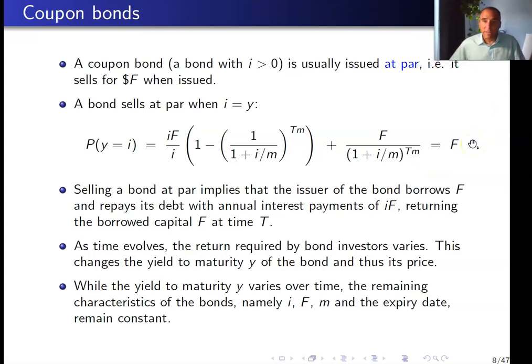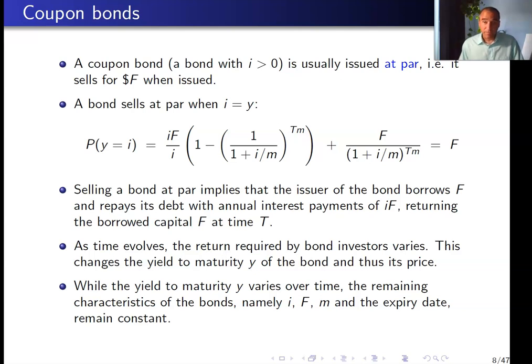When a bond making positive coupon payments per year is issued, usually the coupon rate is equal to the market interest rate. So usually the coupon rate is equal to the yield to maturity, which means that the price of the bond when issued is exactly equal to the face value.